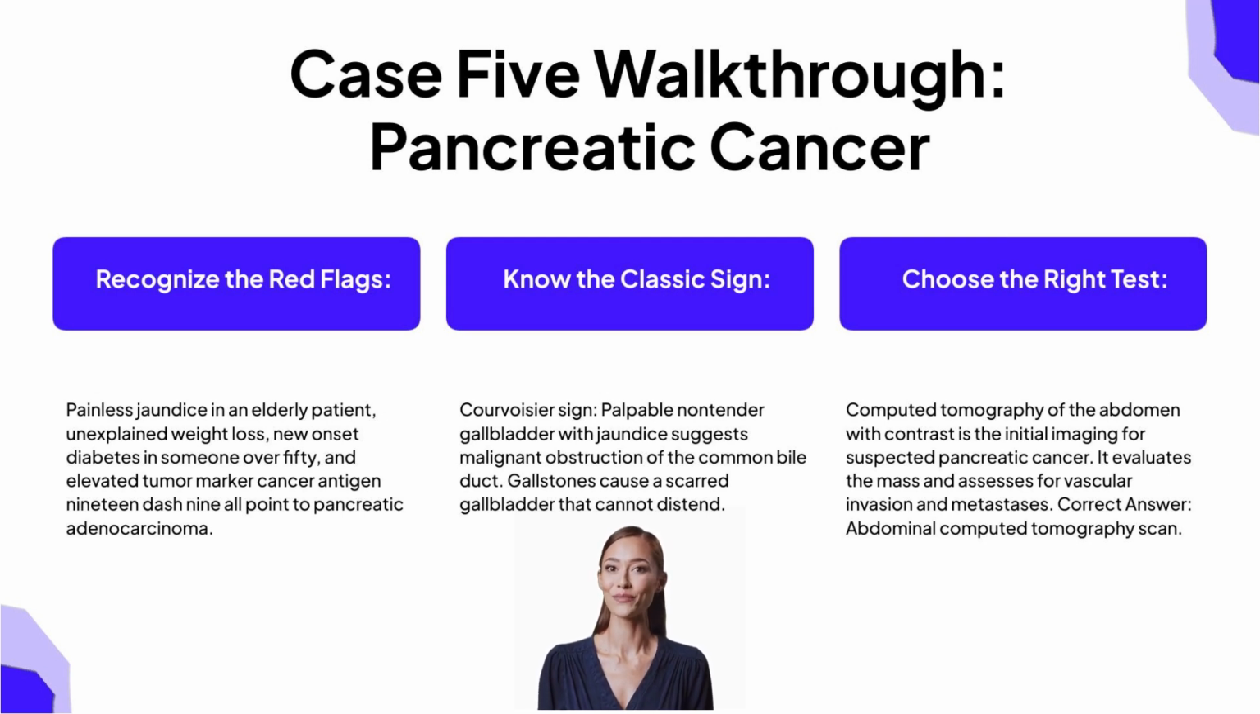The correct answer is abdominal computed tomography scan with contrast. This evaluates the mass and assesses for vascular invasion and metastases.